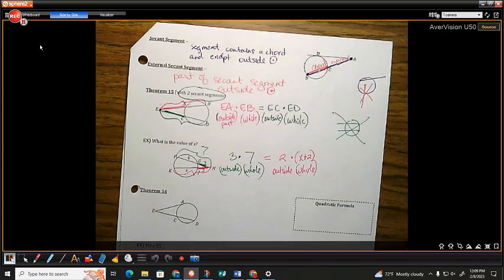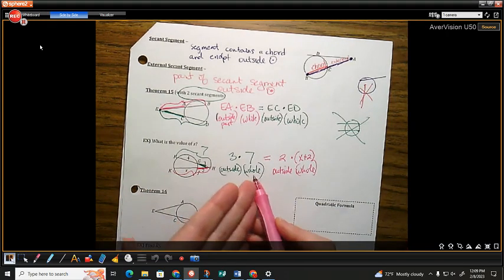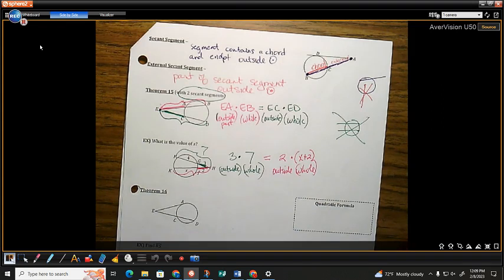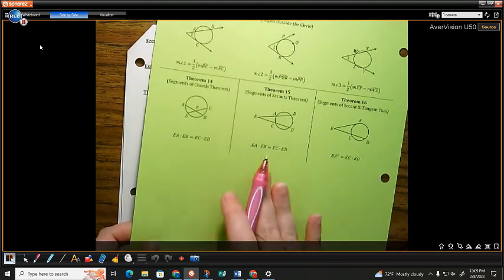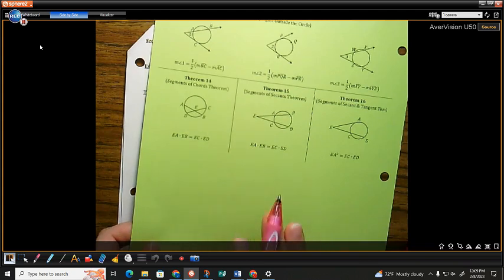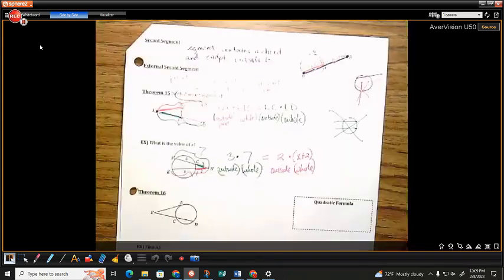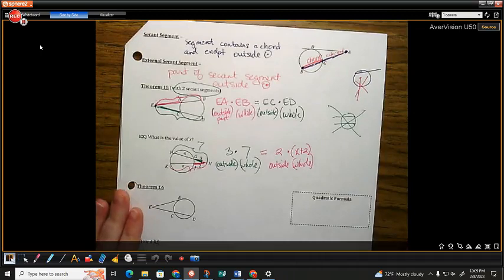So that formula is telling you that the outside times the whole should equal the outside times the whole of 2 different intersecting secant segments. But all you're going to see on your formula chart is this little guy. And so you have to understand what it means for it to be helpful to you.